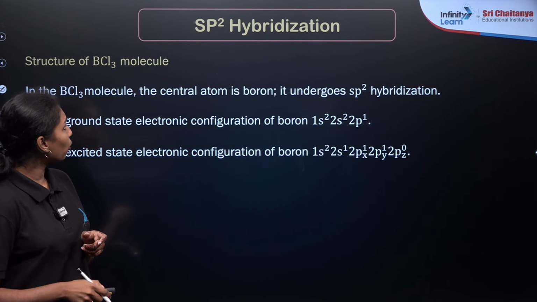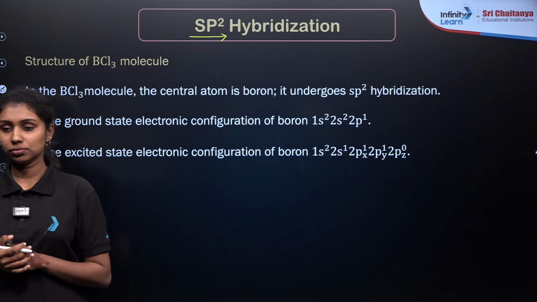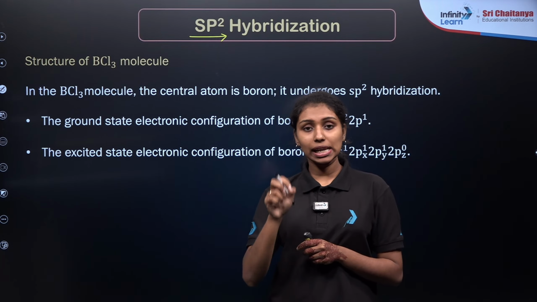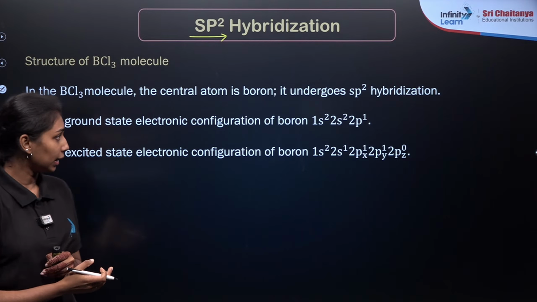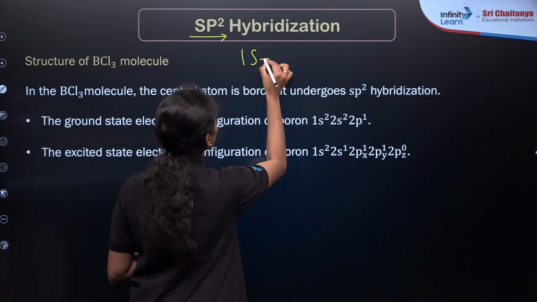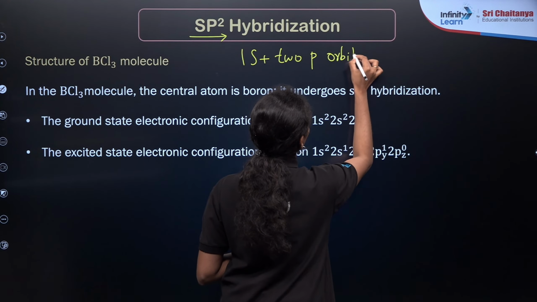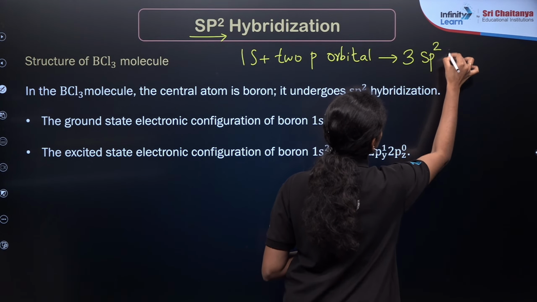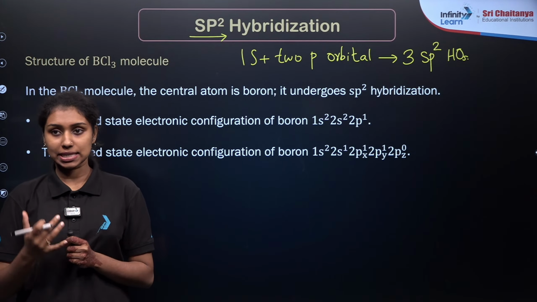Now we are moving to the second type of hybridization, that is sp2 hybridization. In the case of sp2 hybridization, one s orbital and 2 p orbitals undergo intermixing to form the corresponding 3 sp2 hybridized orbitals. One s orbital plus 2 p orbitals undergo hybridization to form a total of 1 plus 2, 3, right? 3 sp2 hybridized orbitals. This is the exact definition for sp2 hybridization. Now we need to focus mainly on the examples given here.